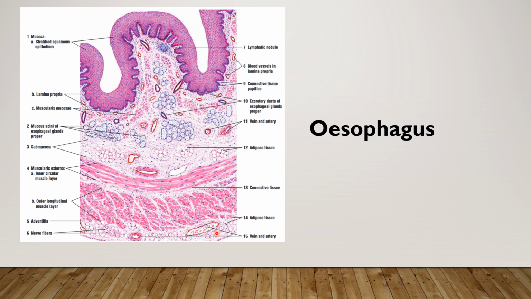With these points only, you have to see this slide. First see for the lumen, then see for the epithelium. If it is non-keratinized stratified squamous epithelium, next you see for the submucosa. In the submucosa, if you are able to make out that group of mucus acini, then it will be esophagus. So these are all the points you have to remember regarding your esophagus.